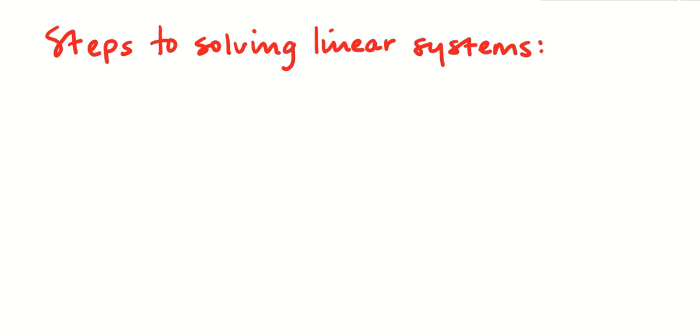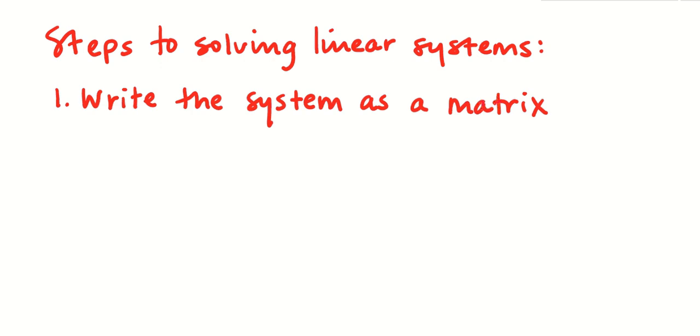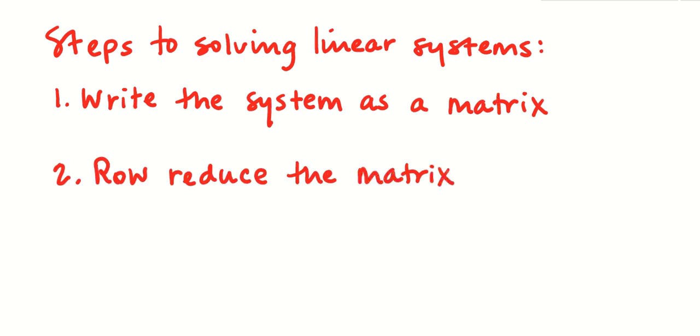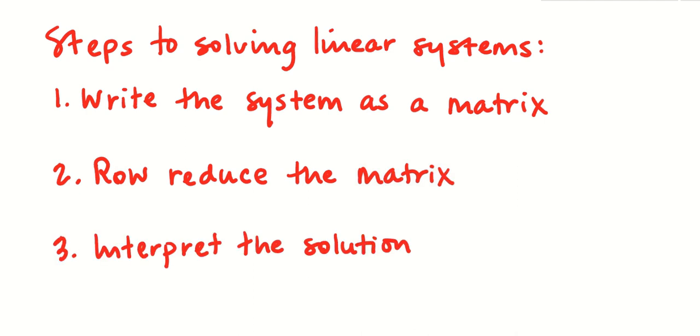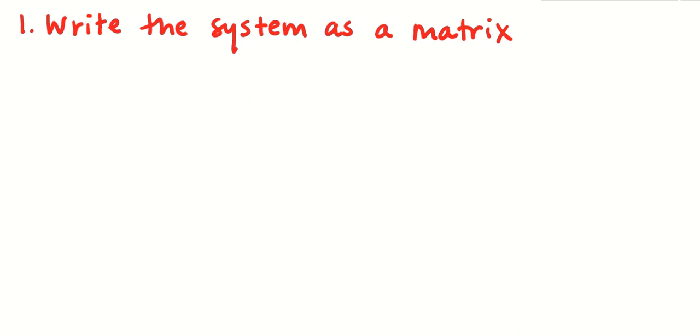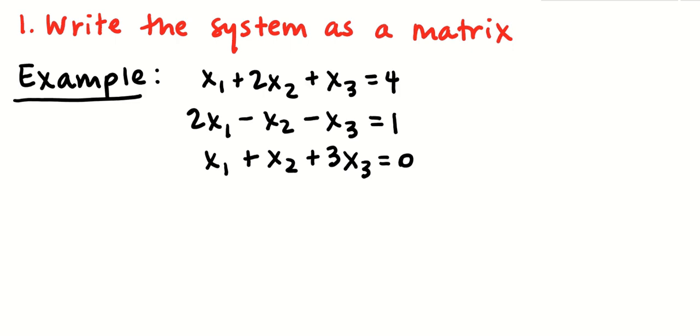We are going to write the system as a matrix, row reduce the matrix, and then we'll interpret the solution. But I don't think you know how to do any of those three things yet, so I'm going to show you how to do all three in this video. So let's start with how we are going to take a system of equations and write it as a matrix. And I think the best way is going to be for me to just show you an example.